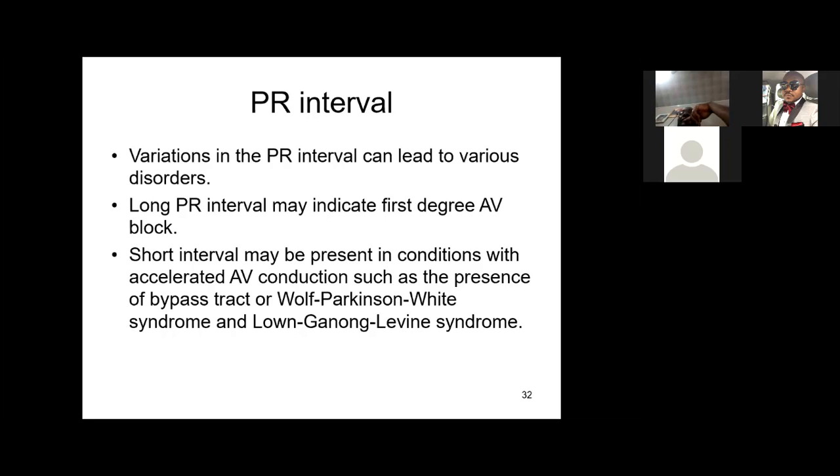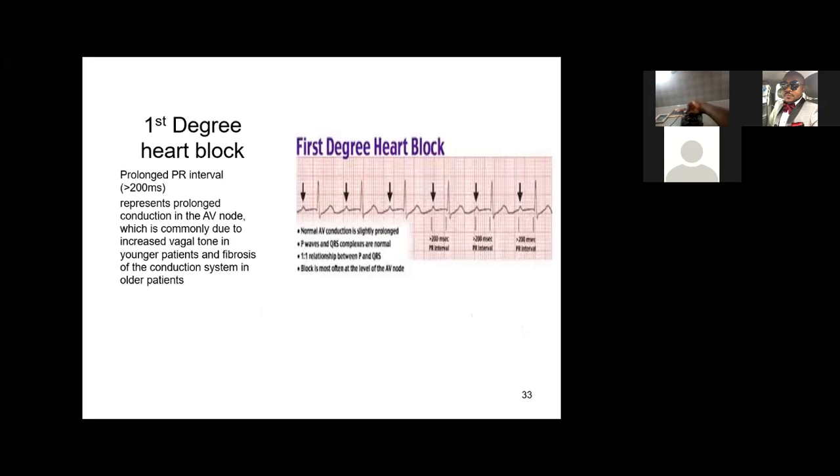To briefly explain, in addition to the normal tract between the sinoatrial and atrioventricular nodes, there are additional pathways in some patients, which is usually due to a congenital problem most of the time, which can lead to premature conduction of electrical rhythms through these pathways, which can cause classic pictures on the ECG. More on that later. Now, the first degree heart block, as we know, represents prolonged conduction in the AV node.